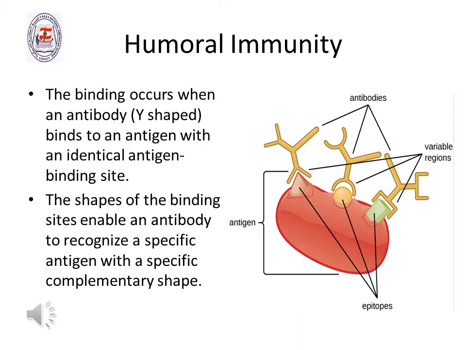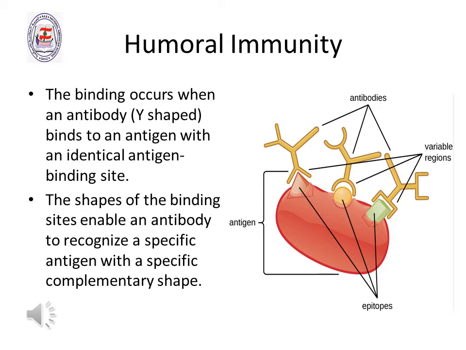In humoral immunity, the binding occurs when an antibody, a Y-shaped one for example, binds to an antigen with an identical antigen binding site. If you notice in this figure, we have three shapes of binding sites: the triangular shape, the circle, and the square. Now each antibody has to have a specific binding site. That is, the Y-shaped antibody will bind to the triangle and can never bind with the circle.